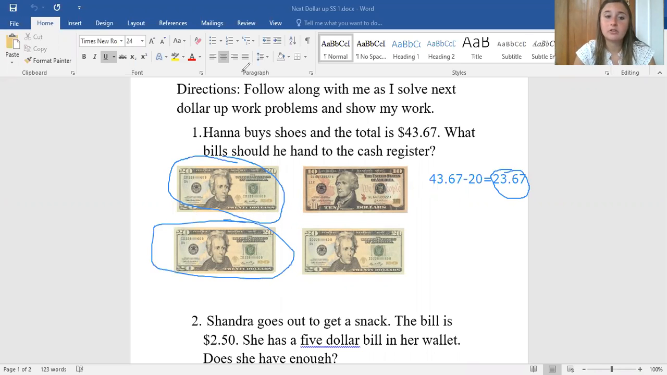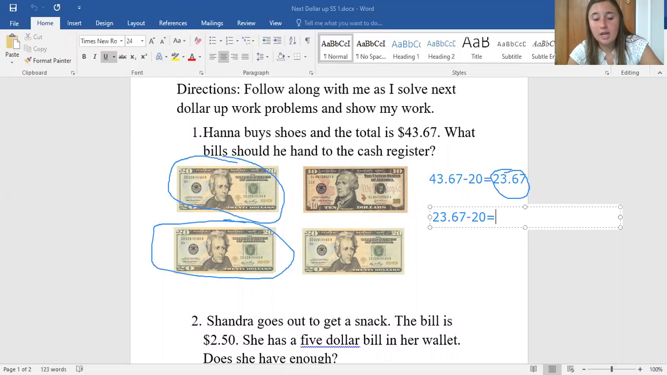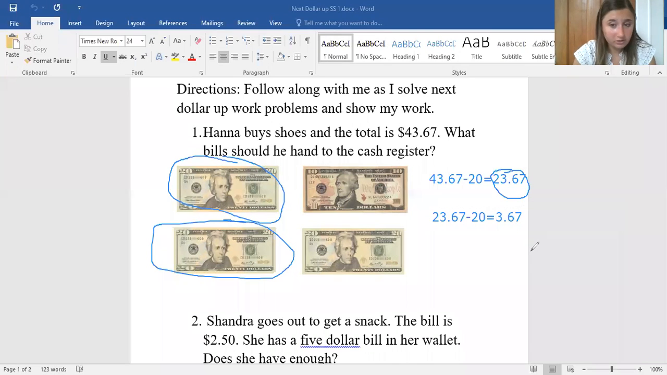And I'm going to subtract again. So I'm going to take $23.67 and I'm going to subtract $20. Pause the video if you want your student to solve this on their own. So when I do this math, I end up with $3.67 left. So I still need to use another bill. I have not met my total yet.